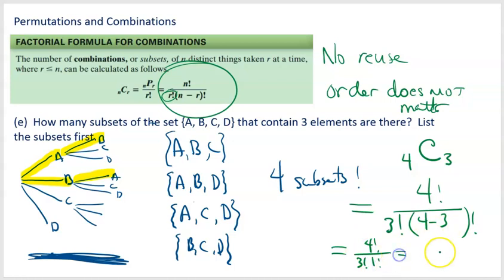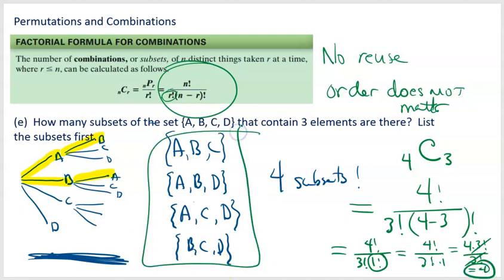Y'all, 1 factorial is just 1. So that's 4 factorial over 3 factorial, because that's just 1. So that's times 1 if you want to write it. Now, 4 factorial, you write it down as 4 times 3 factorial over 3 factorial, and the 3 factorials cancel, and that gives you 4. So look, that is all we have here. We didn't leave any of them out. That is all the subsets.